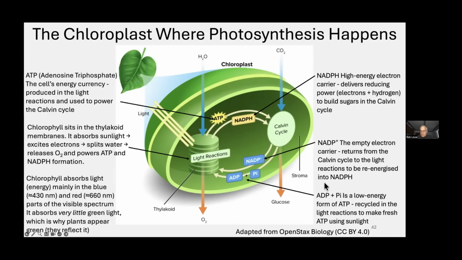And one last thing, ADP plus Pi is a low energy form of ATP, this energy up here, which is recycled in the light reactions to make fresh ATP using sunlight. So you can see the sunlight is driving the light reactions, producing the compounds that you need for the Calvin cycle, which is producing the glucose, as you can see here. And then the spent compounds are returned to the light reaction part.